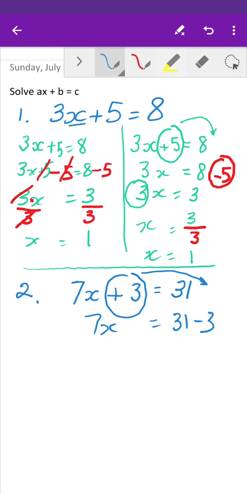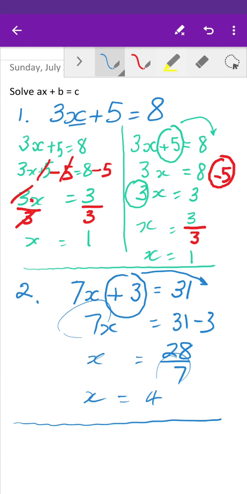Now we're going to take the times 7 across to the other side. 31 minus 3 equals 28. So take the times 7 across to the other side, and that will become divide by 7. So we've got x equals 4. And this is a simple equation to solve, ax plus b equals c.